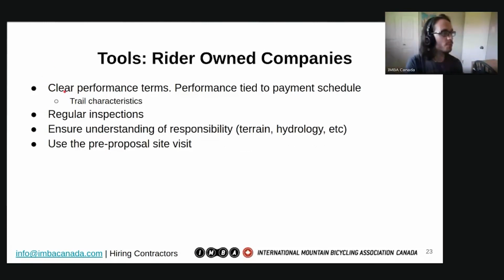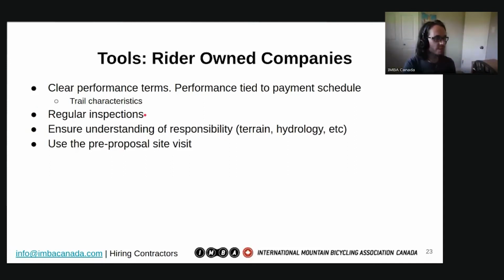Rider-owned companies, so some tools that we can use to manage them: clear performance terms and performance that's tied to a payment schedule, and that can be based on trail characteristics. And this circles back to a well-written scope that clearly demonstrates exactly what I mean when I say I want a flow trail from here to here. Maybe it is a certain average grade or various other measurements that we can use.